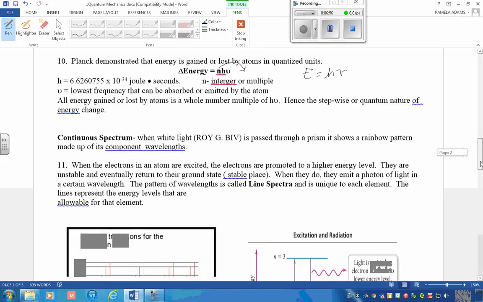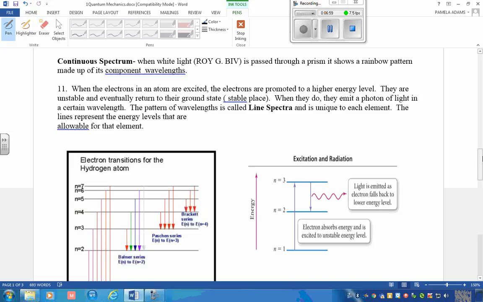So now we're going to move down into a little more about light, so we can measure the amount of energy that was released when an electron went from a higher energy to a lower energy level, and that will tell us the amount of energy that was needed to promote it to the higher energy level in the first place. A continuous spectrum is white light. It is all of the colors of the rainbow. It is made up of all of its component wavelengths: red, orange, yellow, green, blue, indigo, and violet.